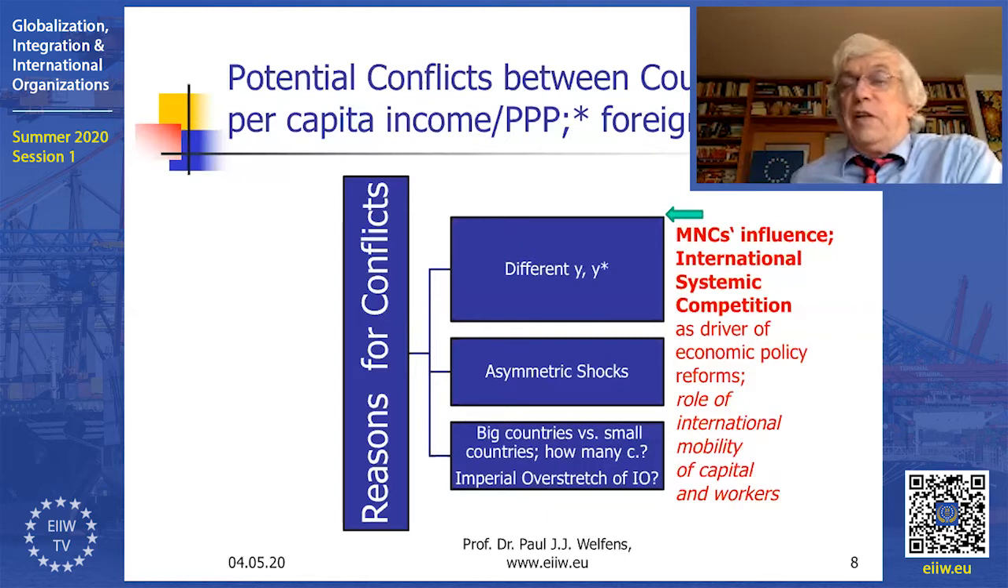Okay, if you have many small countries, the question is how many can you bring on board in an integration club? Obviously, it would not make sense to bring on board, let's say, 99 small countries. At least that is not easy to organize. And then there is always a certain risk, and that is the imperial overstretch of an international organization.